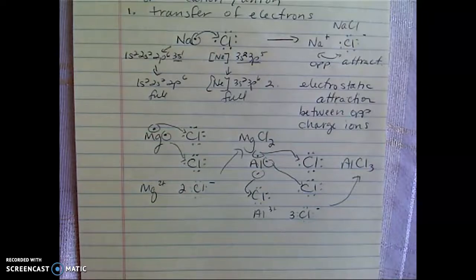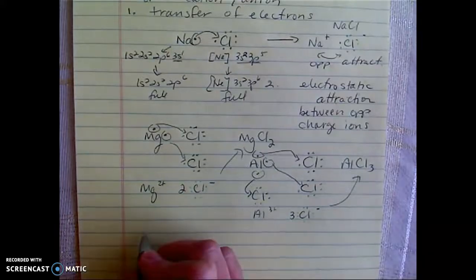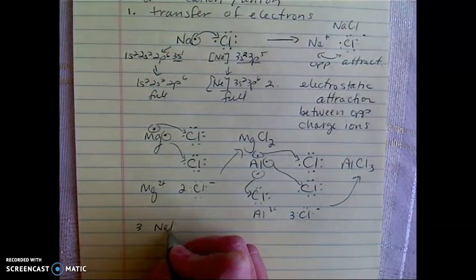That is part of your target 5.5D/E. It says you can predict which pairs of elements are likely to form ionic compounds. Again, remember you need a metal and a nonmetal, or a cation and an anion. And the net charge must be 0. Okay? Net charge of 0. Another characteristic of your ionic bond.